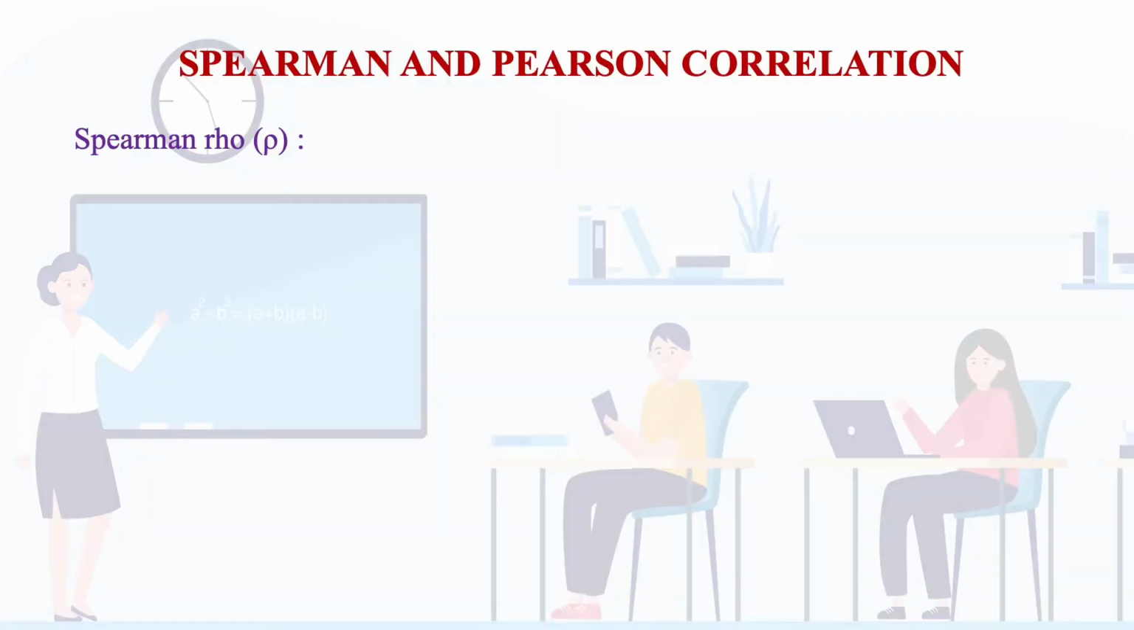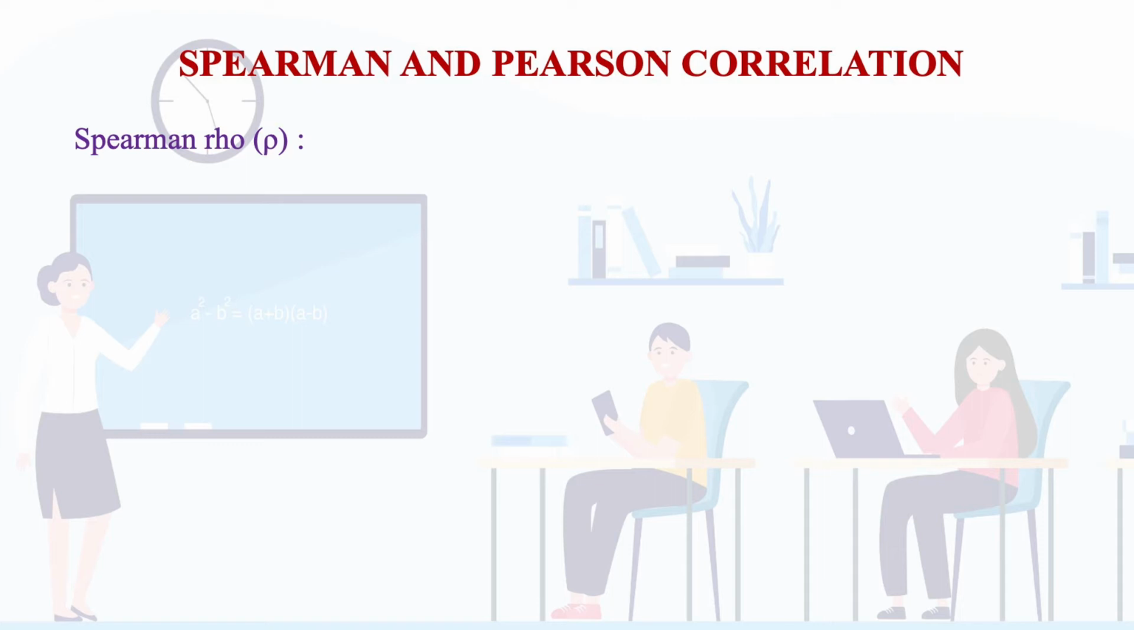Let us try to understand the correlation methods that you have to use to find out the correlation coefficient, or the reliability coefficient, of a test when you are using the test-retest method. Here you can use the Spearman method or the Pearson method. The Spearman method is called rho, R-H-O, rho. It is the symbol.